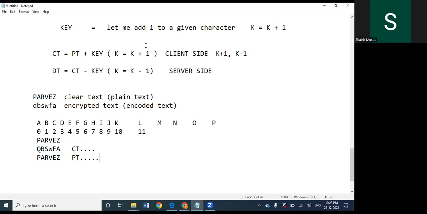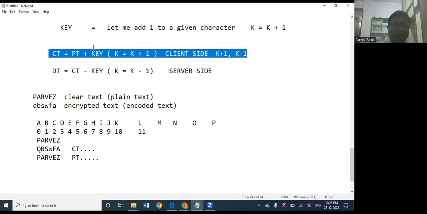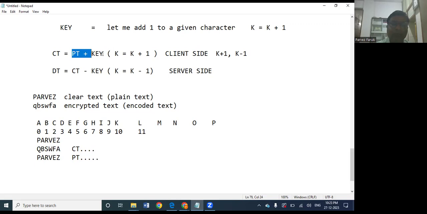Yes, sir. So encryption is a process where you apply a key on the plain text in a forward direction, and decryption is a process where you apply the key in the exact reverse direction. You cannot do a k plus 1 for this particular algorithm while you decrypt, while you decode, because if you do that, then it's a problem, right?